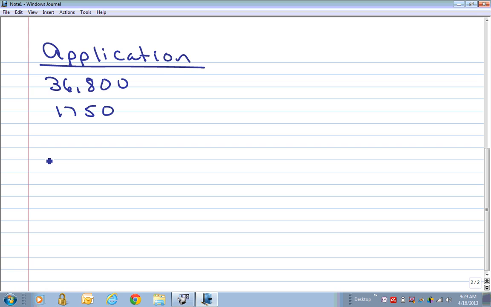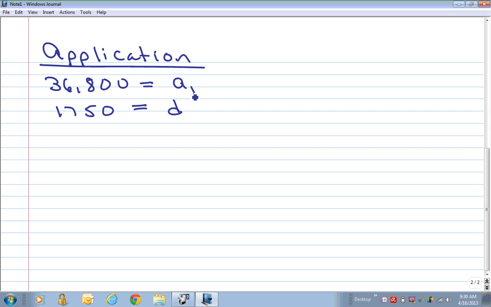All right, first thing, before I even read any further, I realize that if his raise is going to be $1,750 every single year, then this has to be an arithmetic sequence because it's going to be the same difference every year. And $1,750 would be my difference, so I'm going to label that d. I also know that if his starting salary is $36,800, that would have to be my first term, a sub 1. So I'm labeling as I go.